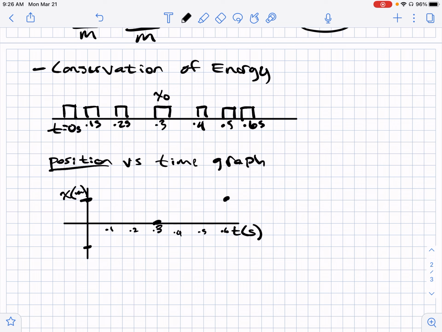And what we end up with is a graph that looks like this. And if you think back from your math class, from a geometry class, what we end up with is a cosine graph. So from a position versus time graph, your x is proportional to cosine.